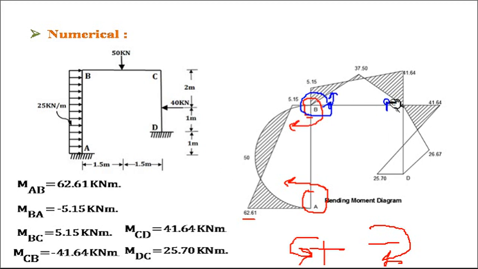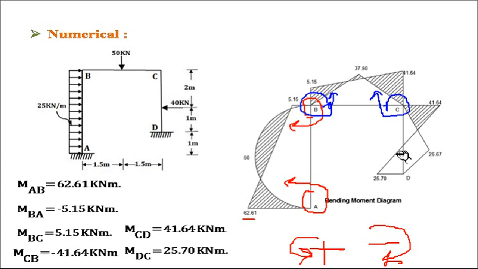Now we will consider the next member, that is CB. Here the value is minus 41.64. Minus 41.64 is clockwise. So you have to rotate the joint C in clockwise direction and it should cut the member once. Here the value is 5.15 and here it is 41.64. So connect these 2 points by a straight line.